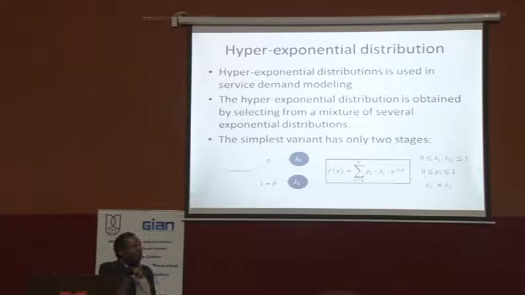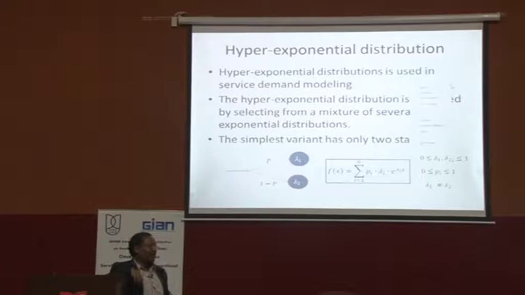How to decide probabilities? P. Oh, you can set it 0.5. You can start it from 1. You can start it from 0.2. So you decide. Set different values.